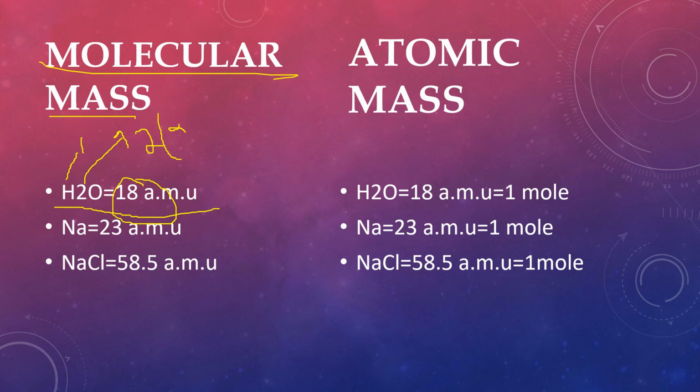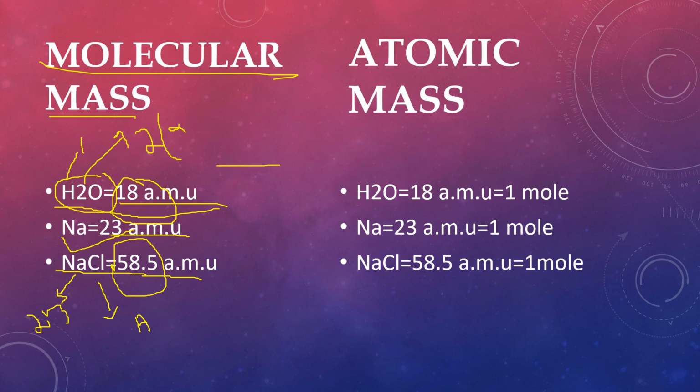We have to put the atomic masses into the formula unit so we can get the formula mass. NaCl, which is sodium chloride, has a mass of 58.5. Here we add the mass of Na, which is 23, to the mass of chloride, and we get 58.5 AMU.